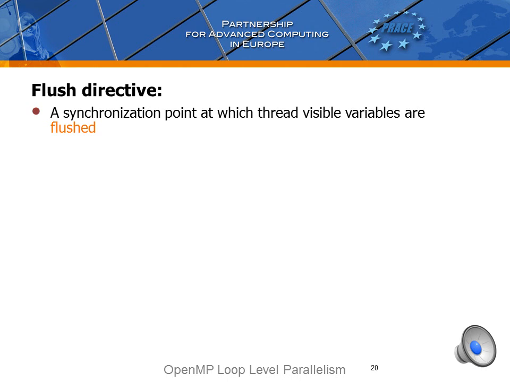The flush directive identifies a synchronization point at which the implementation must provide a consistent view of memory. Thread-visible variables are written back to memory at this point. The optional list contains a list of variables that will be flushed in order to avoid flushing all variables. A flush directive without a list, executed on a given thread, operates as if all the thread-visible variables will be flushed.